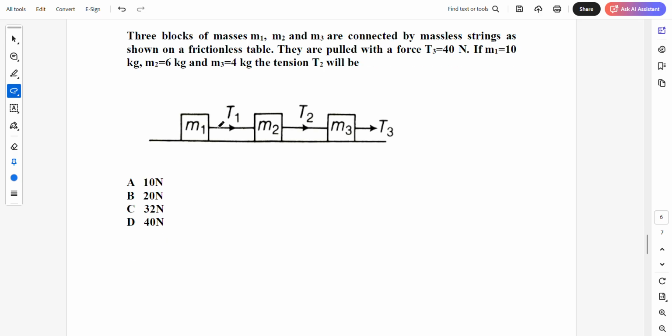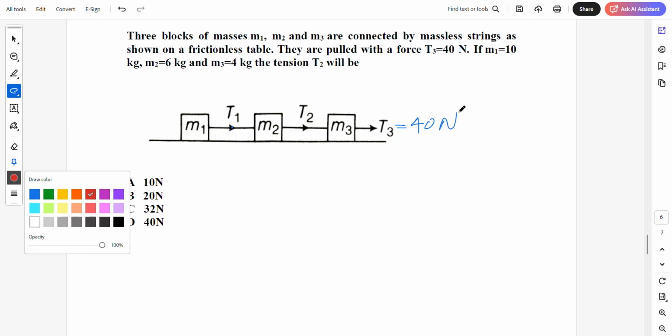Here again, how many blocks are there? Three blocks of masses M1, M2 and M3 are connected by massless strings, as shown, on a frictionless table. They are pulled with a force T3. T3 is equal to how much? 40 Newton is given.